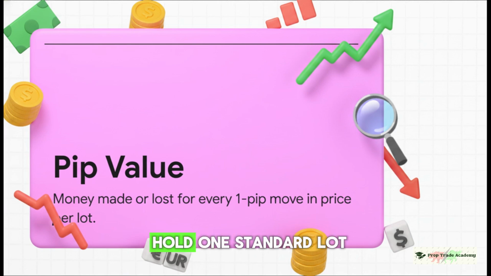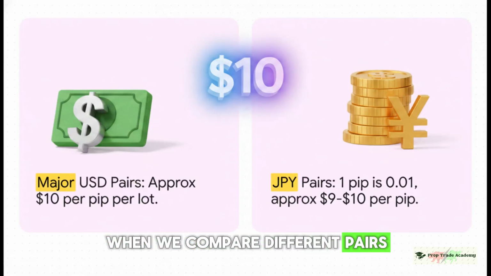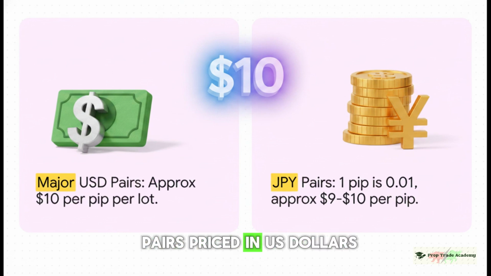For instance, if you hold 1 standard lot of EUR/USD and price moves 10 pips in your favor, you make $100. If it moves 10 pips against you, you lose $100. Simple as that. Now, what's kind of cool here is when we compare different pairs. For most major forex pairs priced in US dollars, like EUR/USD or GBP/USD, the pip value is right around $10 per pip per standard lot.